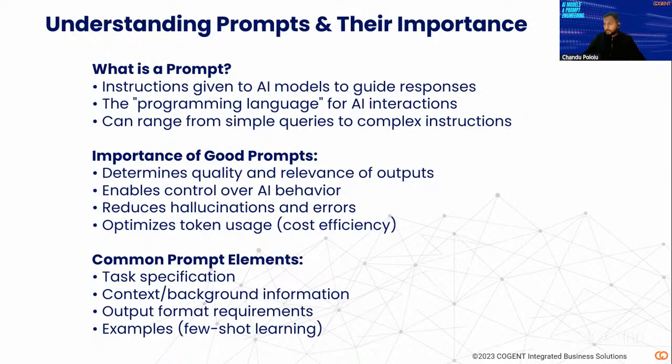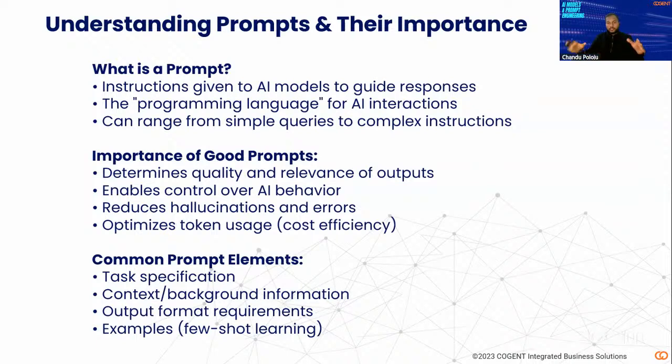And next, common prompt elements. So what should prompts contain? The different elements a prompt should contain. First is task specification, meaning what exactly do you want? What task do you want the AI model to do? You need to specify that.